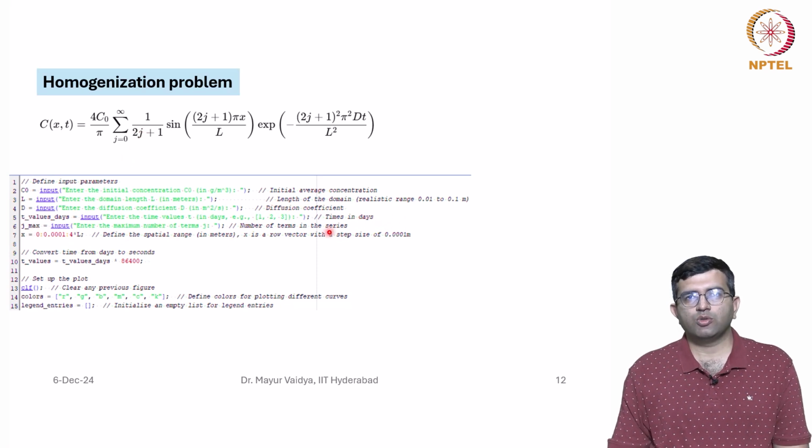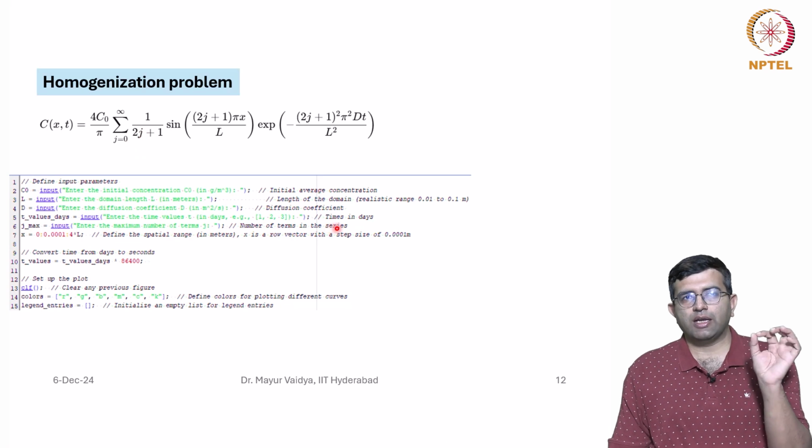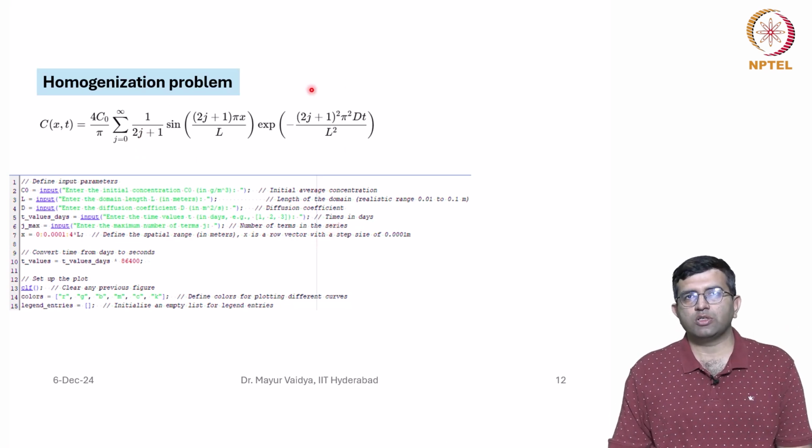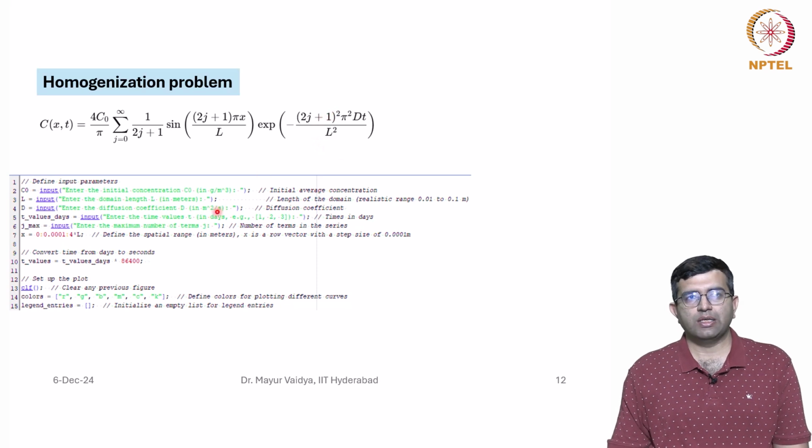integer 0, 1, 2, 3. Remember, in the lecture we saw that these terms decrease very rapidly with the increase of j, because there is an exponential dependence. Then you can give the value of x. So, 0 to some multiple of L. So, 4 times L suppose, and then these are the t values.